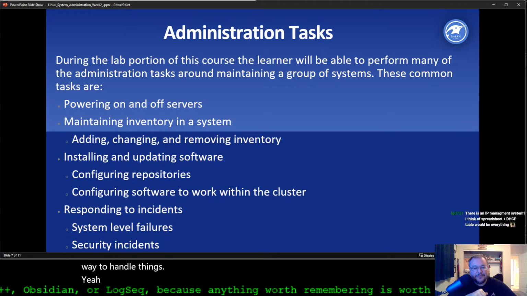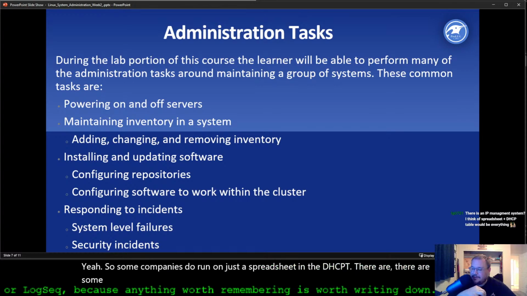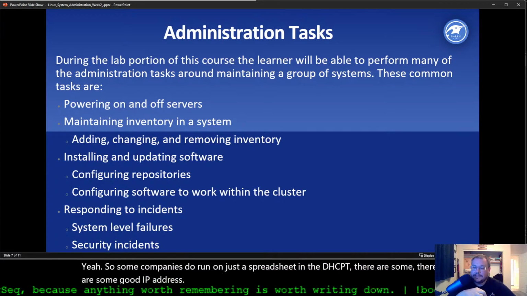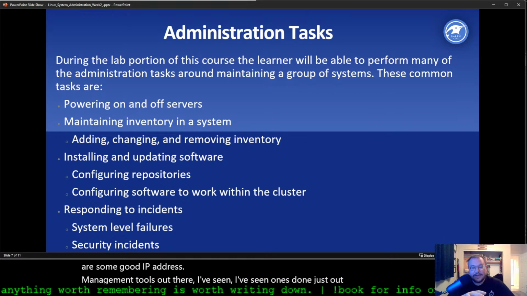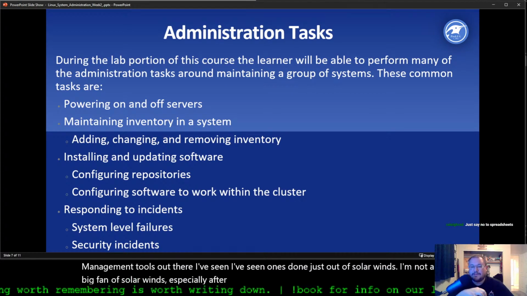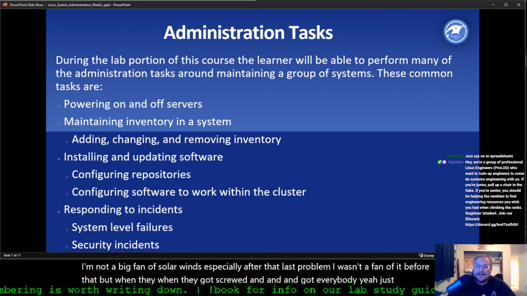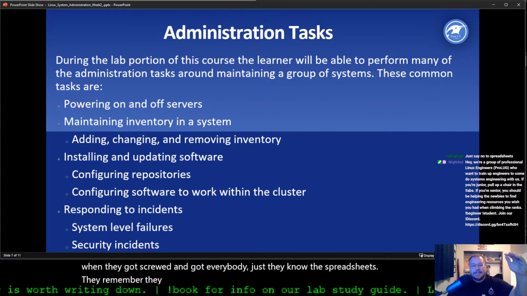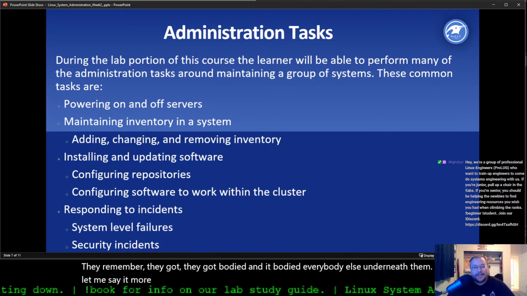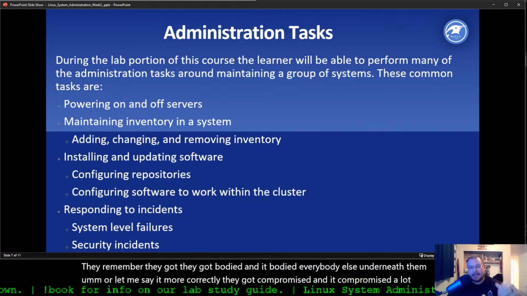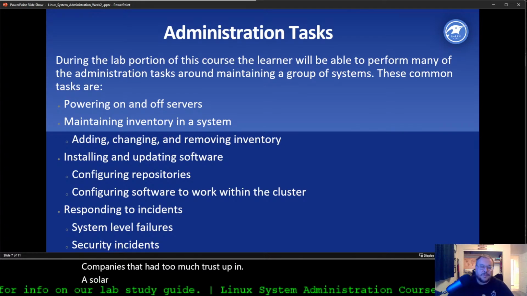Yeah. So some companies do run on just a spreadsheet and a DHCP. There are some good IP address management tools out there. I've seen ones done just out of SolarWinds. I'm not a big fan of SolarWinds, especially after that last problem. I wasn't a fan of it before that, but when they got compromised, just say no to spreadsheets. They got compromised and it compromised a lot of companies that had too much trust in SolarWinds just being able to come in and do whatever they want in the system.